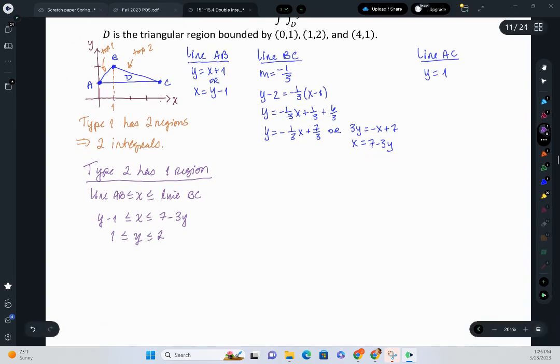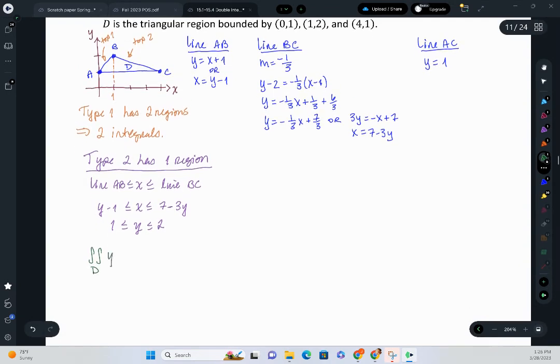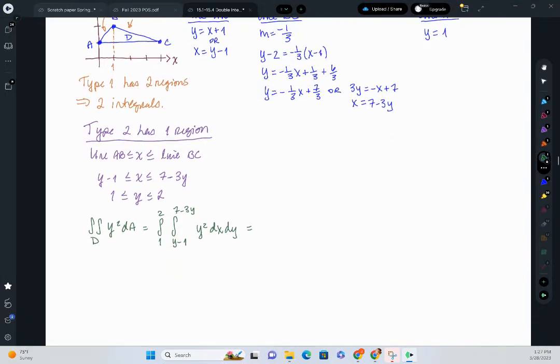This means that our integral will be the double integral over D of the integrand y squared dA. We can rewrite it as the integral from 1 to 2, the integral from y minus 1 to 7 minus 3y of y squared dx dy. I'm integrating with respect to x first, which means I'll get y squared x. So this is the integral from 1 to 2 of y squared x, evaluated from y minus 1 up to 7 minus 3y, dy.